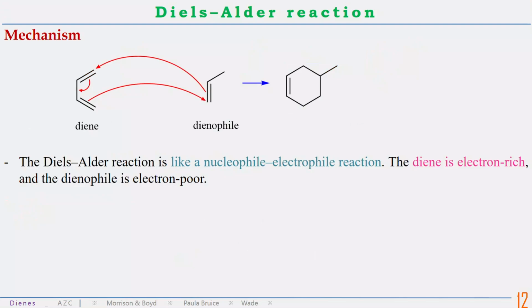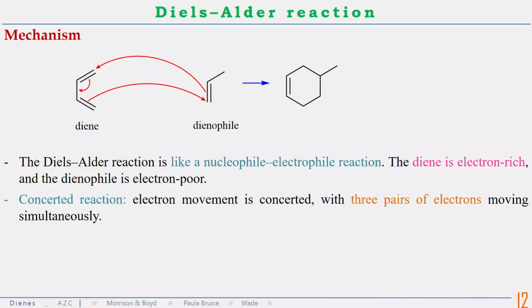Mechanism. The Diels-Alder reaction is like a nucleophile, electrophile reaction. The diene is electron-rich, and the dienophile is electron-poor. The Diels-Alder reaction is a concerted reaction. Electron movement is concerted, with 3 pairs of electrons moving simultaneously.